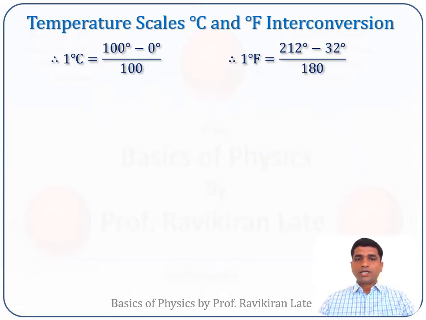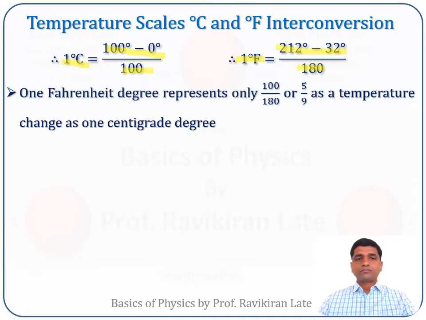So from this we can now say 1 degree Celsius is 100 minus 0 divided by 100, and 1 Fahrenheit is 212 minus 32 divided by 180. Now in Fahrenheit degrees, 1 Fahrenheit degree represents only 100 by 180 of the range, and if you simplify 100 by 180, you will get 5 by 9. So 1 Fahrenheit degree represents only 5 by 9 of the temperature change of 1 degree Celsius.